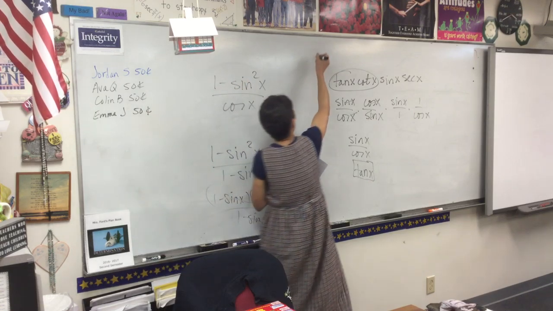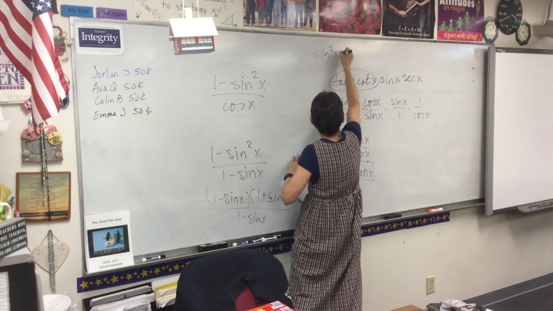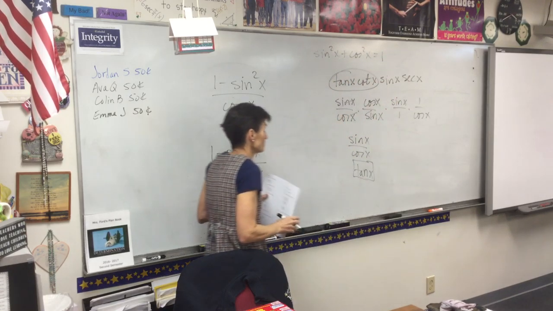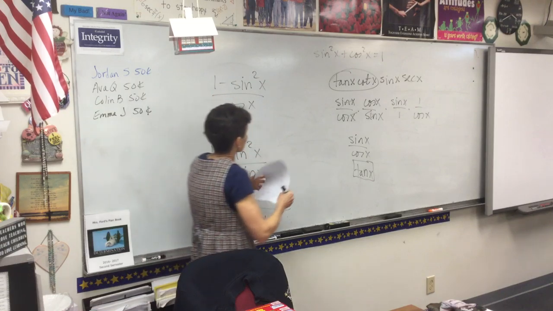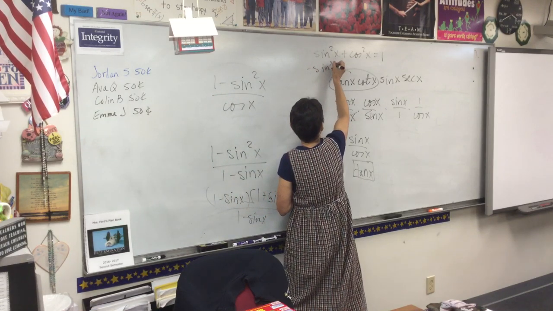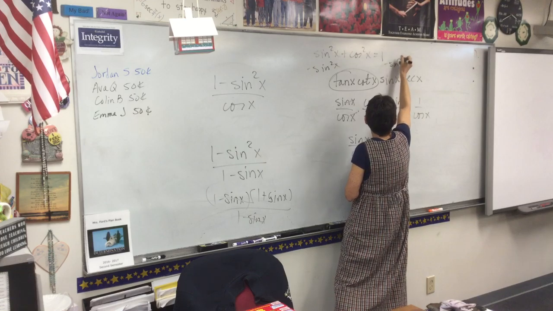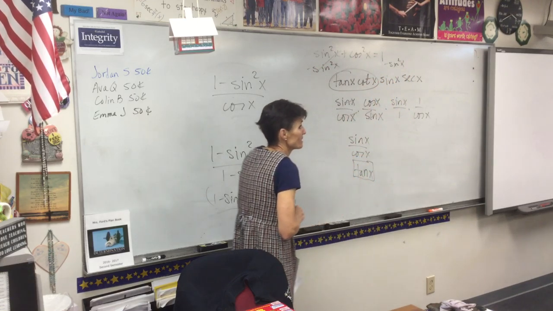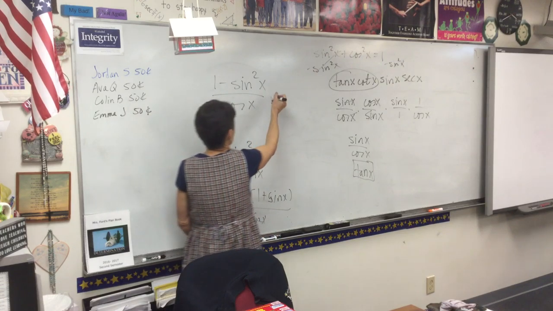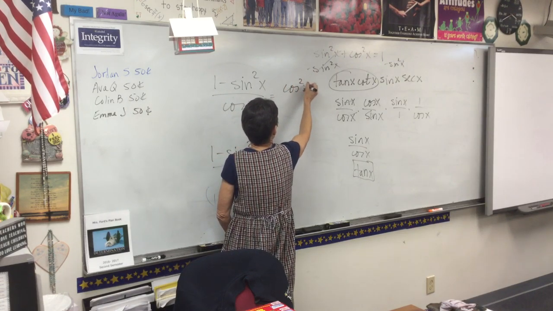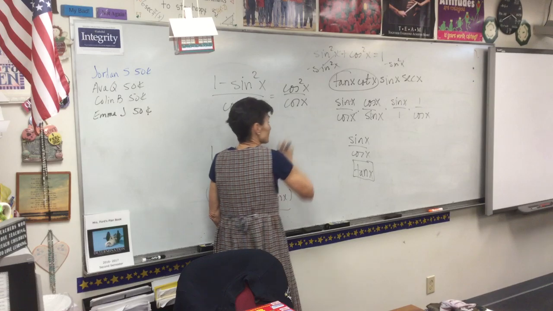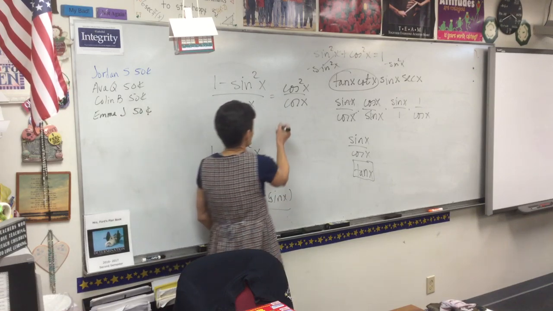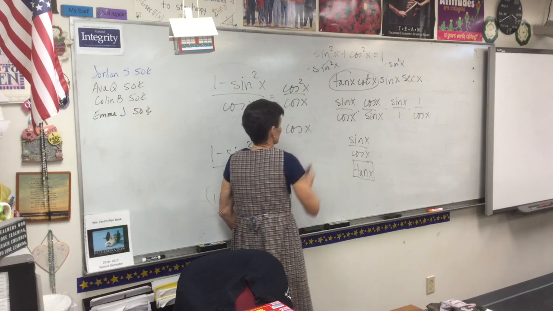So I remember that sine squared plus cosine squared is 1. So if I subtract sine squared, then 1 minus sine squared is the same as cosine squared. And now we can cancel and it becomes cosine.